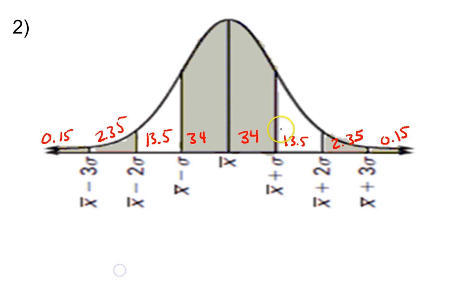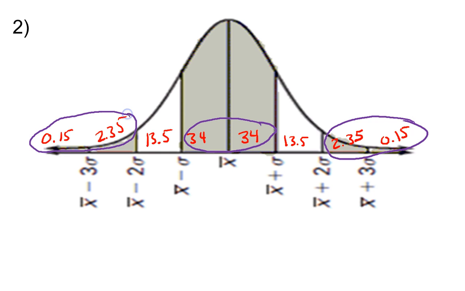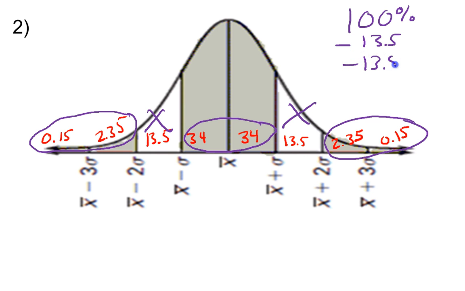So as far as what is shaded, these are shaded, and these are shaded, and these are shaded. Okay? You could look at it this way: everything is shaded except for the two 13.5s. So probably the quickest thing to do is to start with 100% and then subtract the two 13.5s. And whatever's left over, that'll be everything that's shaded.